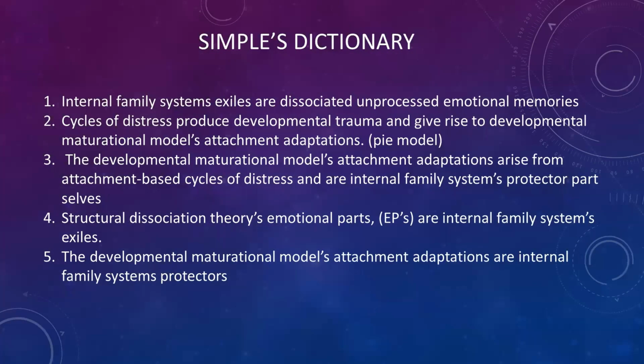To summarize, internal family systems exiles are dissociated, unprocessed emotional memories. Cycles of distress produce developmental trauma and give rise to developmental maturational model attachment adaptations, the DMM. The developmental maturational model attachment adaptations arise from attachment based cycles of distress and are internal family systems protector part selves. Structural dissociation theory's emotional parts are internal family systems exiles. The developmental maturational model attachment adaptations are internal family systems protectors.